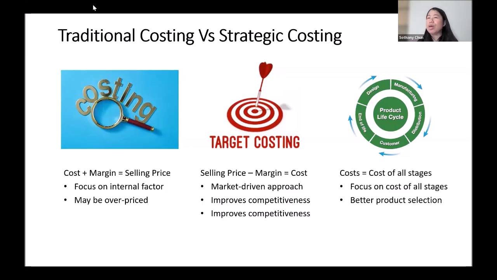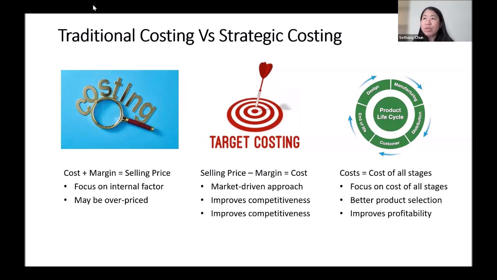Assuming that you come up with two different products and you need to compare and understand which product you should be doing, because you have limited resources. You cannot do everything. With this product life cycle costing, it gives you a better idea which one you should be choosing because it compares the cost along the whole life cycle of the product, the whole thing. So you're not missing any part.